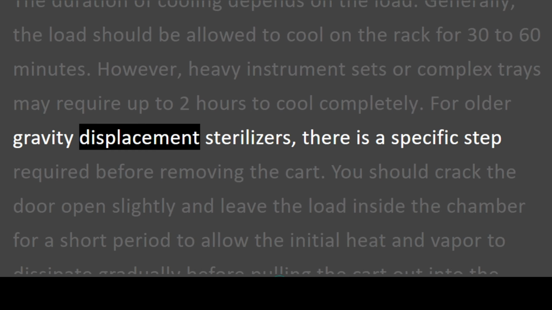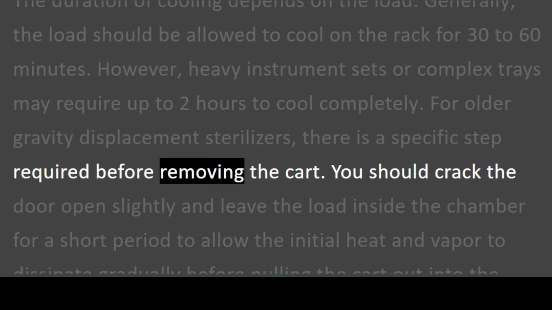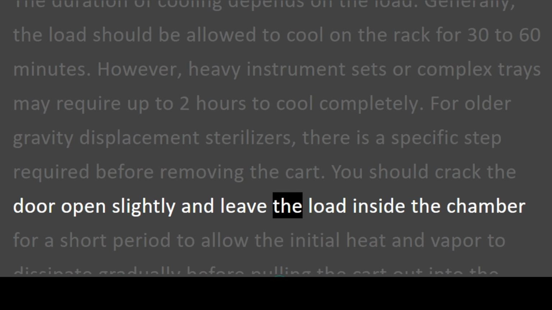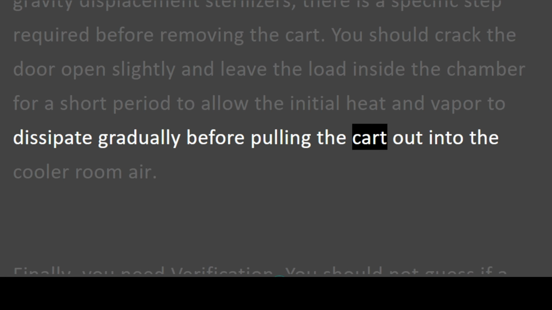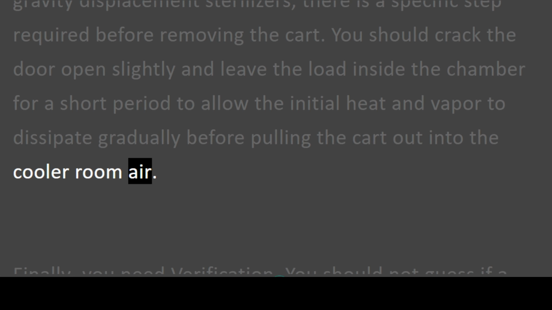For older gravity displacement sterilizers, there is a specific step required before removing the cart. You should crack the door open slightly and leave the load inside the chamber for a short period to allow the initial heat and vapor to dissipate gradually before pulling the cart out into the cooler room air.